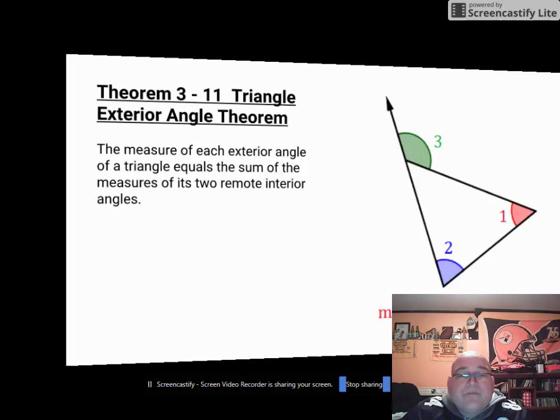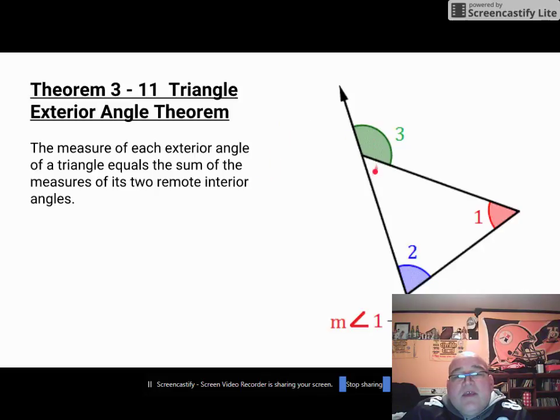Well, what we notice, these two angles here, angle 3 and the angle that I'm pointing to, would be a linear pair, which means they must equal 180. But angle 1 plus angle 2 plus this angle must equal 180 because they're a triangle, and we get the exterior angle theorem. The measure of each exterior angle equals the sum of the measures of its two remote interior angles. Angle 3, the exterior angle, equals the sum of the two remote interior angles, the two angles that it's not adjacent to. Let's see what that looks like.